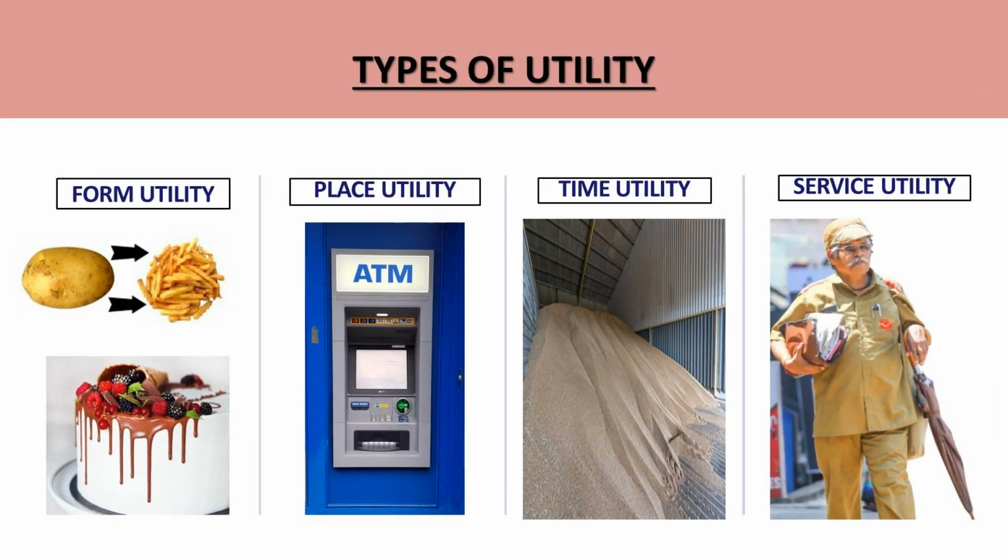There are 4 types of utility. The first one is form utility. Form utility is created by changing the shape of a commodity, like the potatoes are converted into French fries.